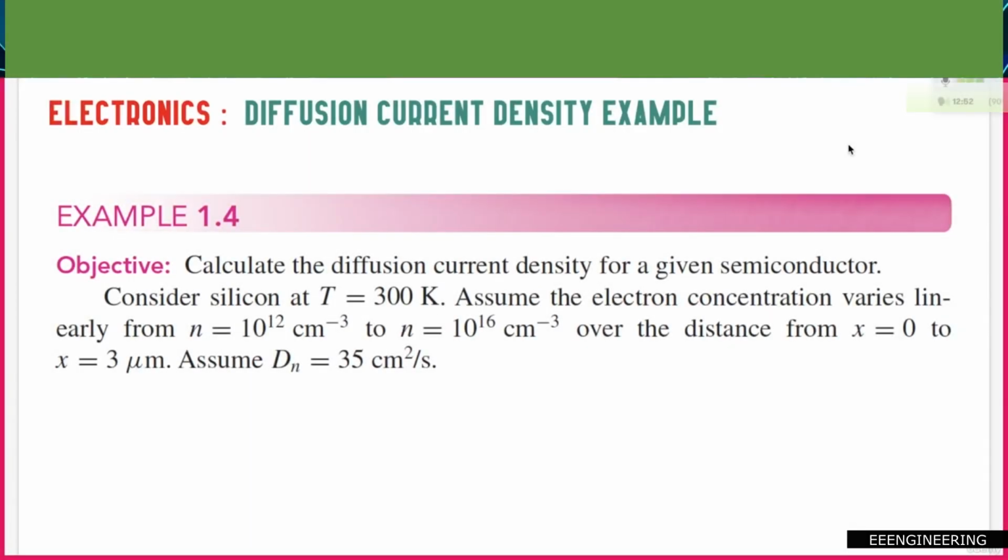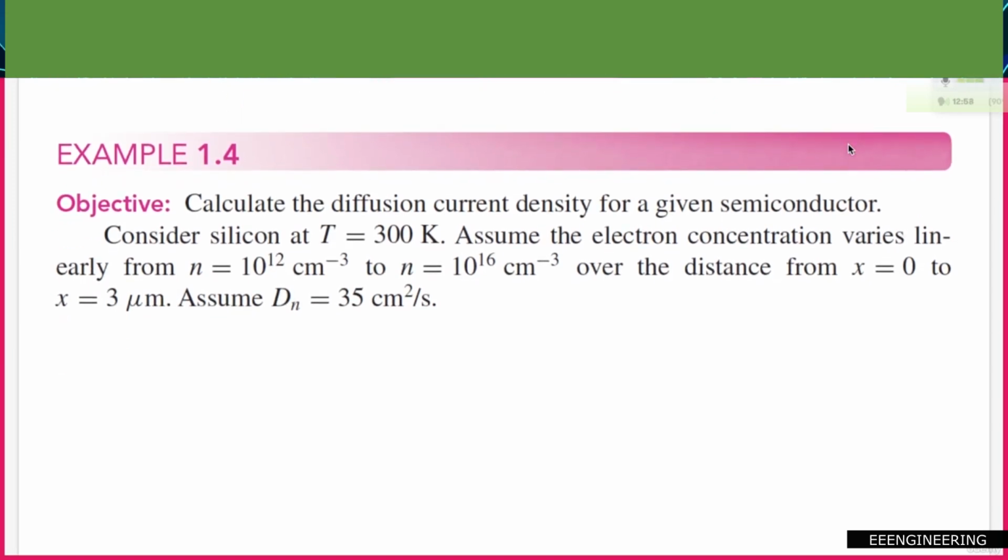Hello everybody. In this video, we are going to solve an example about diffusion current density. So the first one says, calculate the diffusion current density for a given semiconductor. Consider a silicon at T is equal to 300 K. That means we are at room temperature. And also assume that the electron concentration varies linearly.